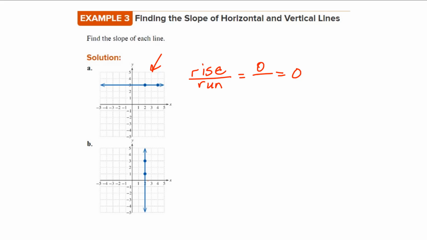The vertical line, you can see on part B, has rise, but it has no run. It never goes from left to right. So in that case, you have whatever you have for the rise divided by no run. So 0 for the run. And of course that is undefined. Okay. So we would say that for a vertical line, there is no slope.